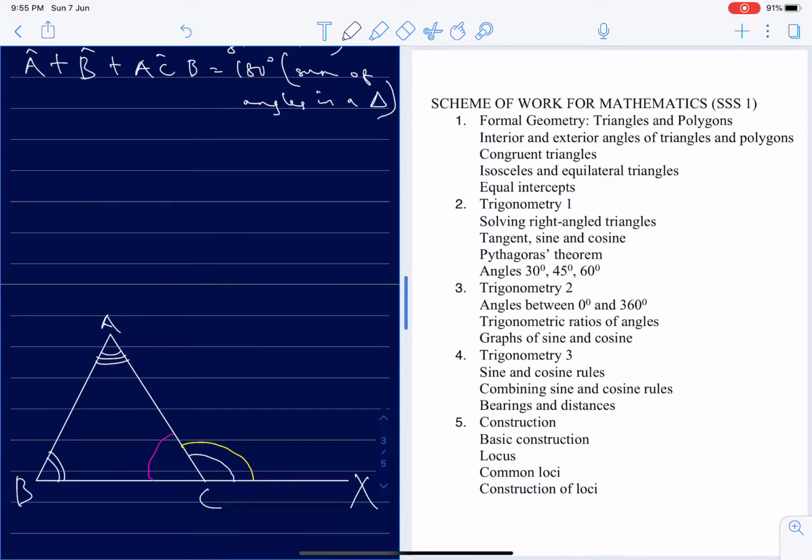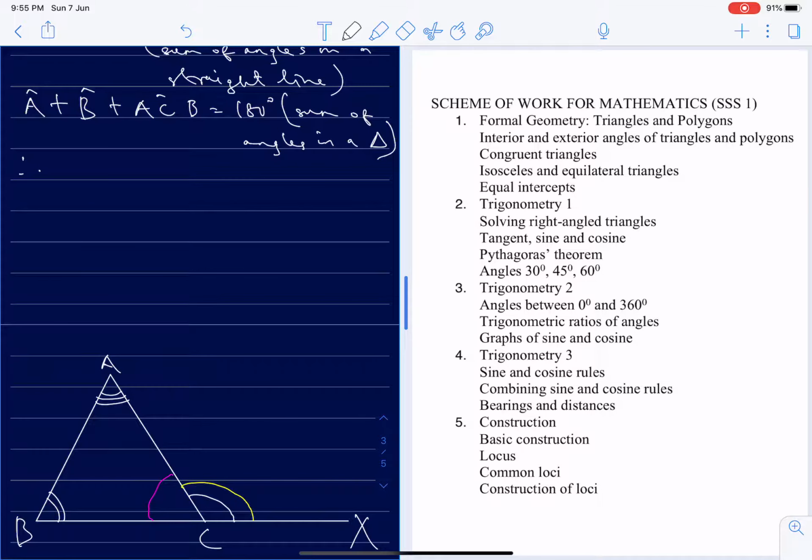That's the diagram. Now that simply means we have said that angle A plus angle B plus angle ACB inside triangle ABC is 180 degrees. That simply means angle A plus angle B is equal to 180 minus angle ACB.